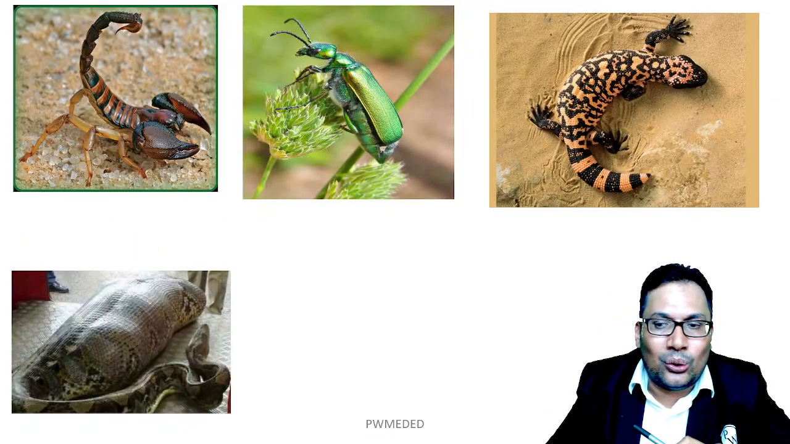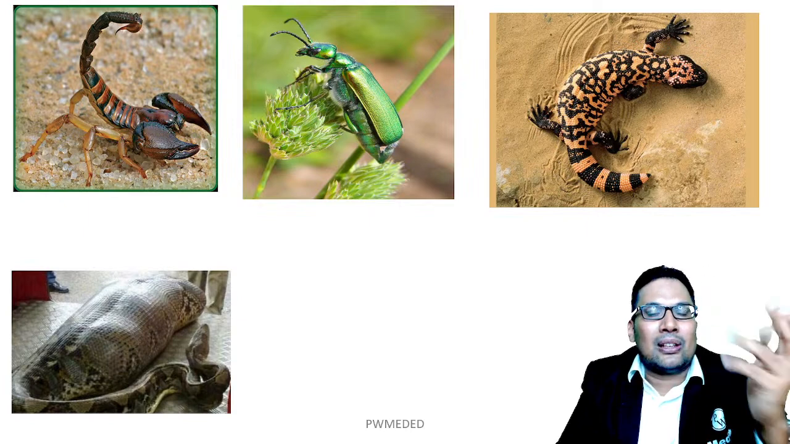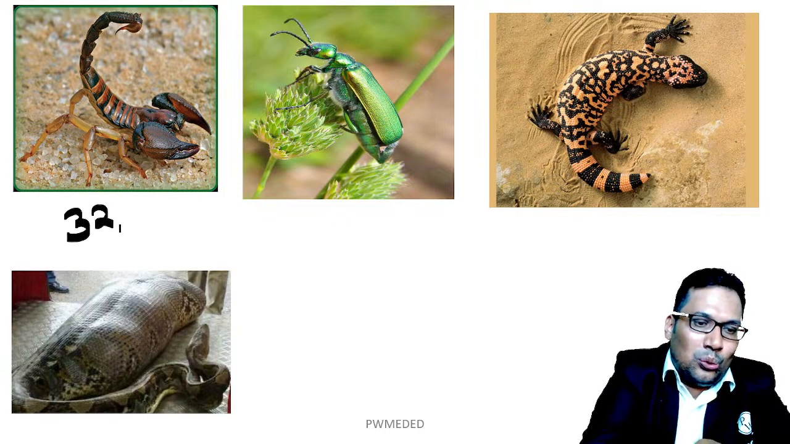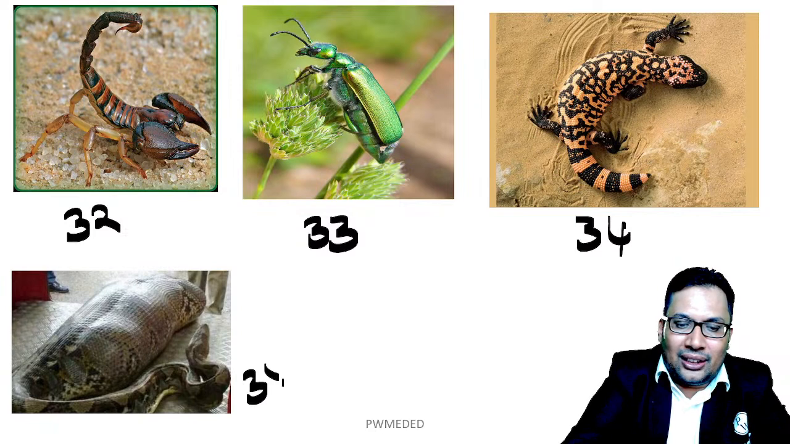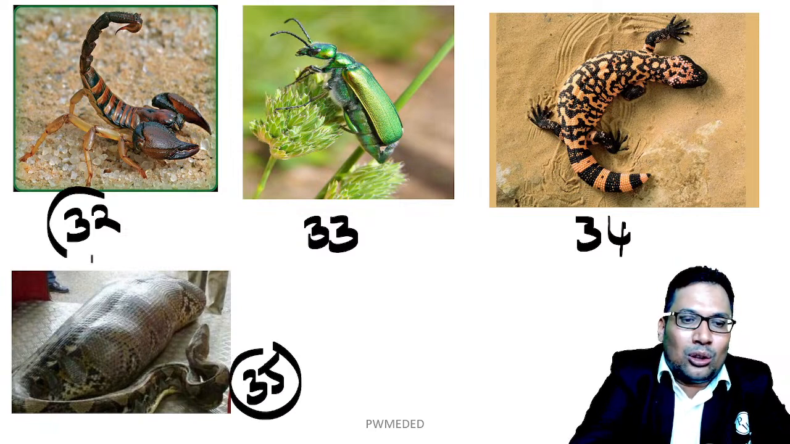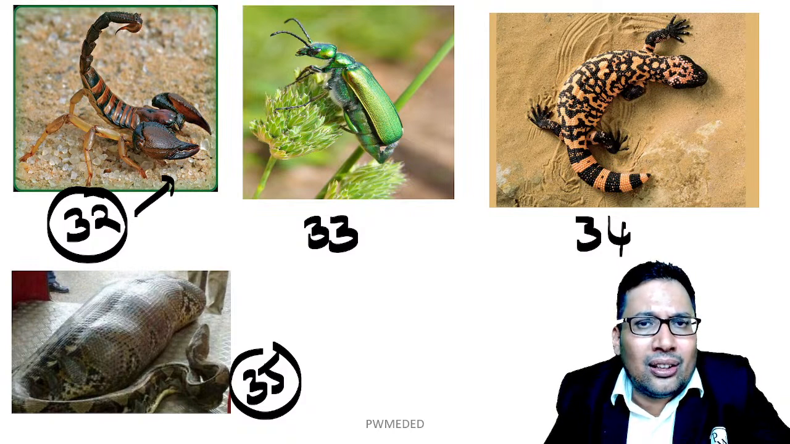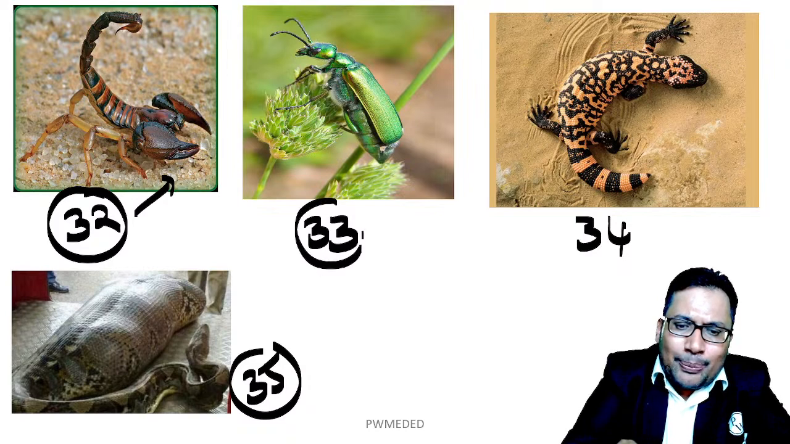I think this is the last but one slide. Now we have 32, 33, 34 and 35. 32 is very simple: scorpion, which we discussed today. Scorpion causes an extreme degree of pain. And 33, remember, Spanish fly.